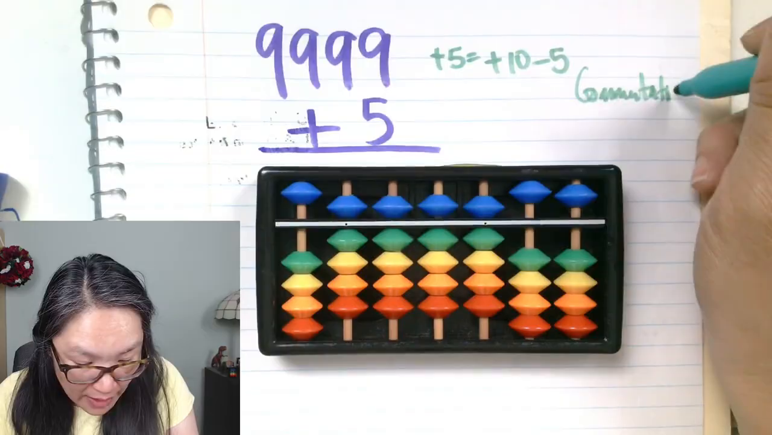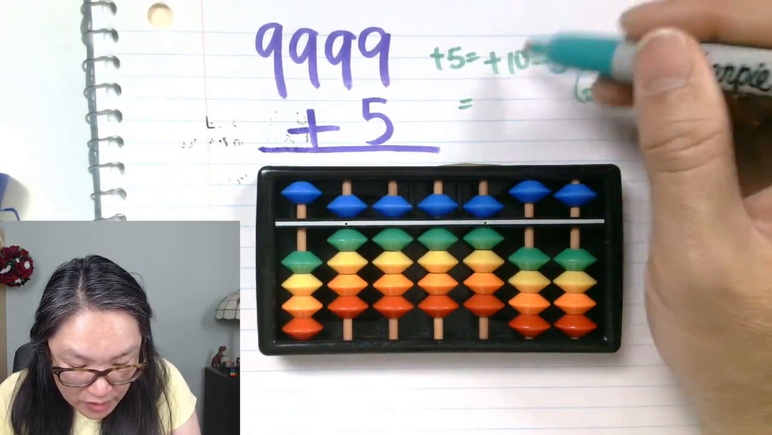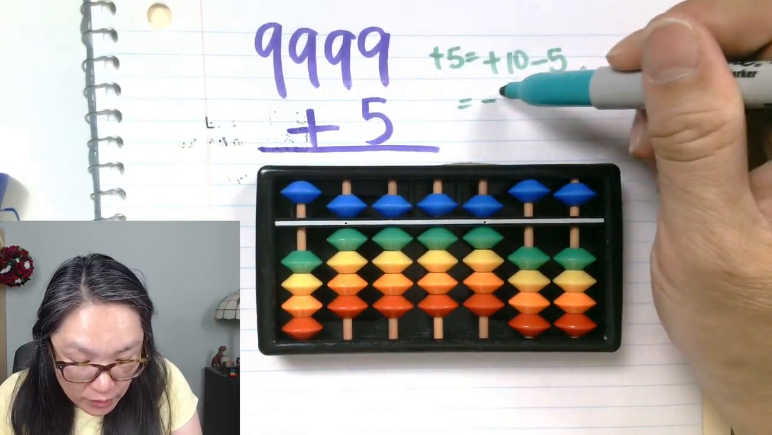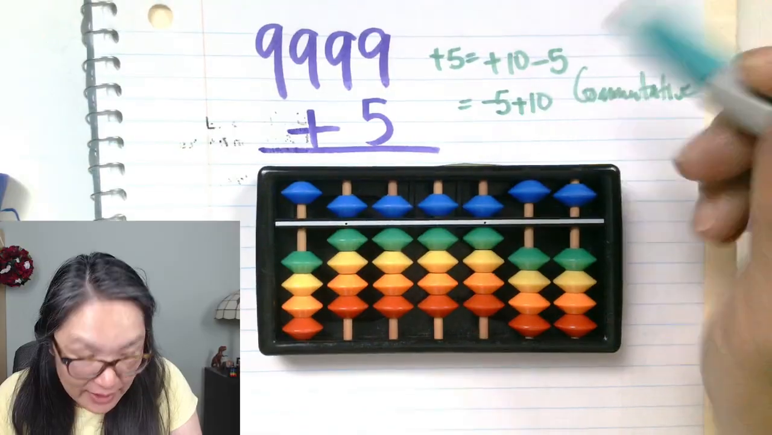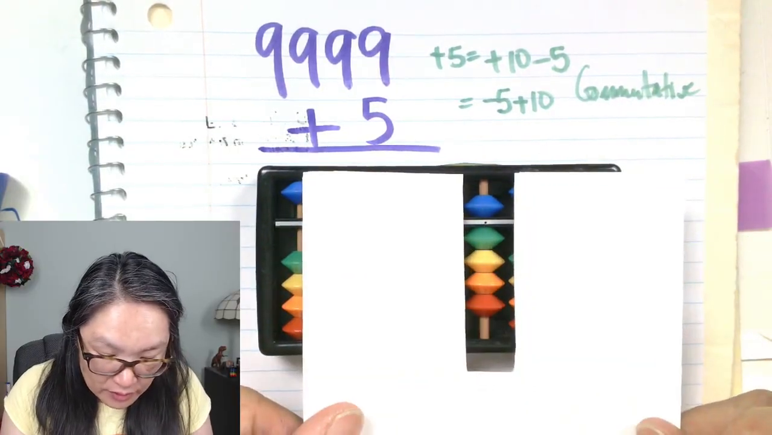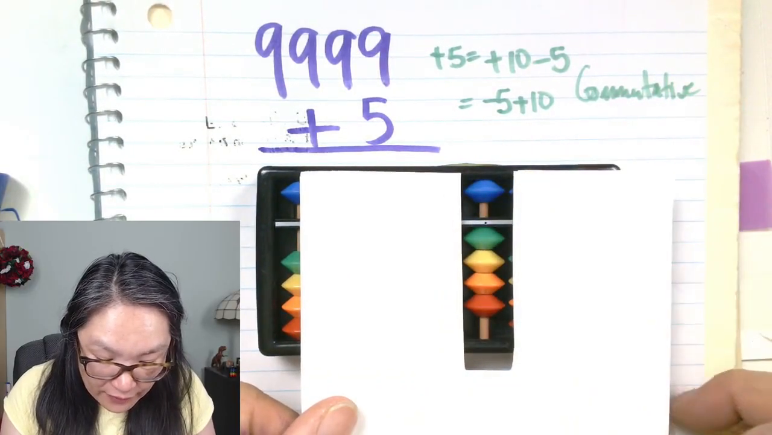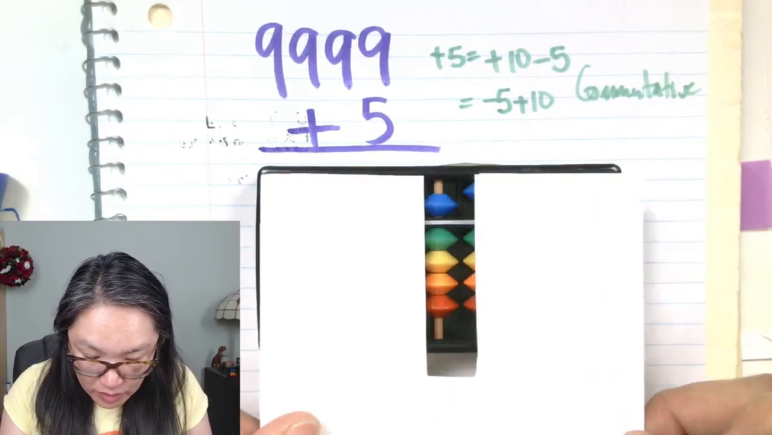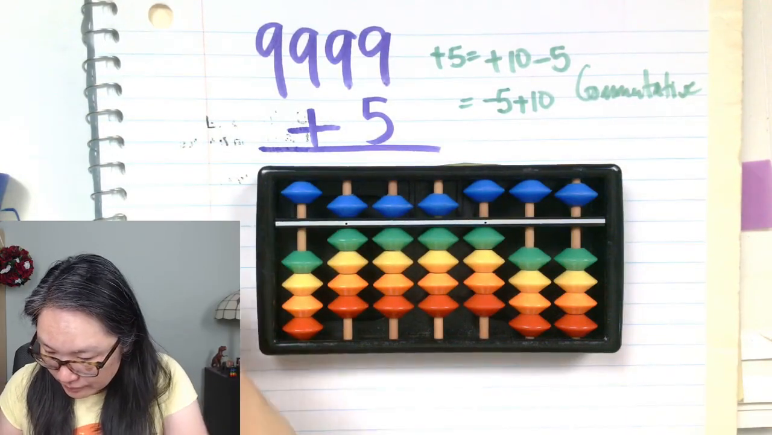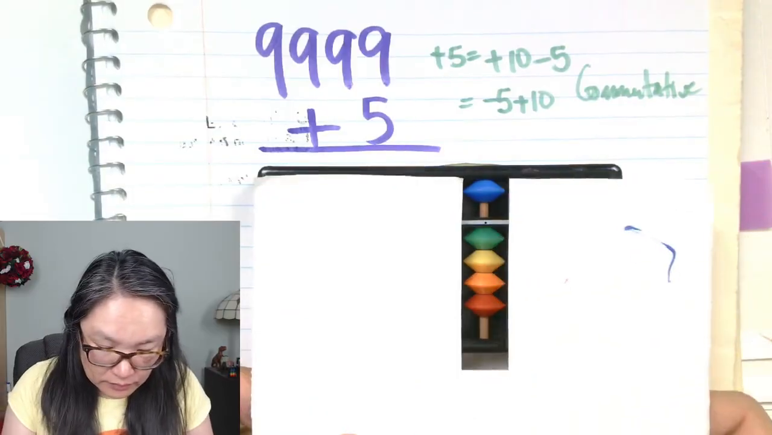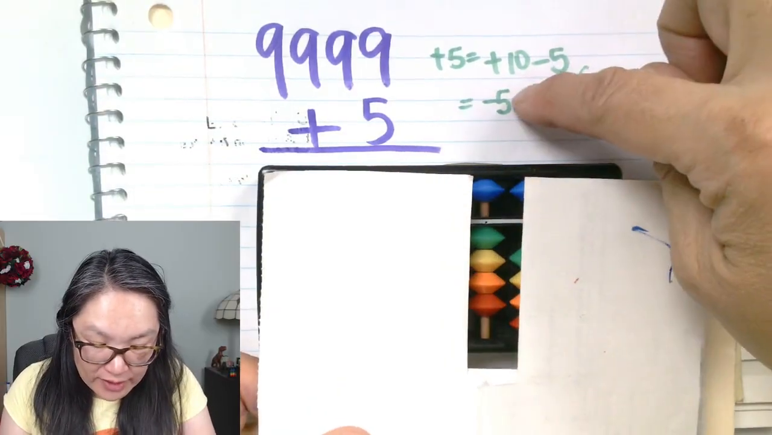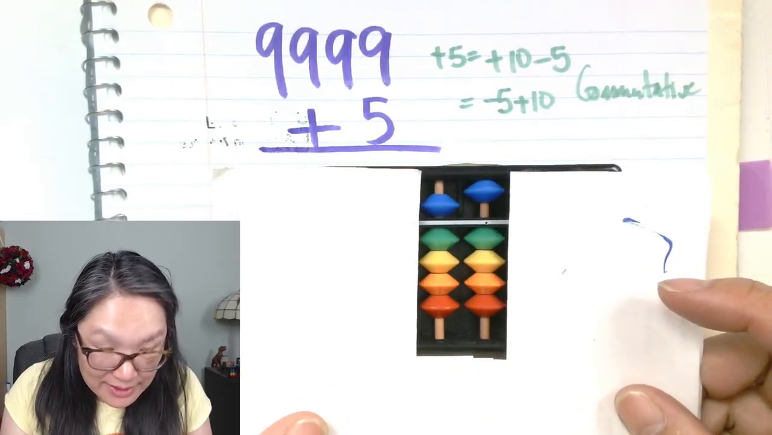Now, this is where the commutative property happens. What does that mean? Well, we can switch this around. We can do minus the 5 and then plus the 10. So let's do that first, because I don't want to forget. I'm going to minus the 5. I'm already done with that. Now I need to plus the 10.